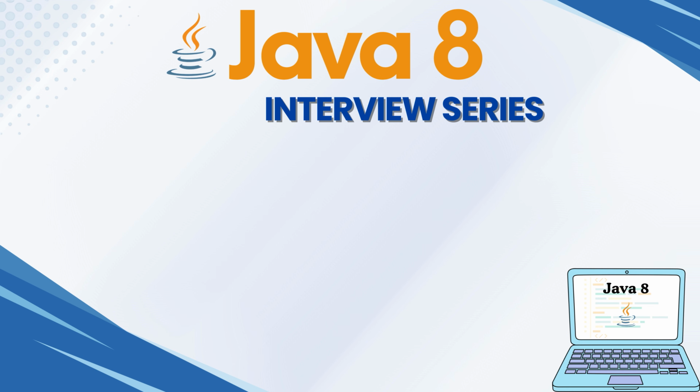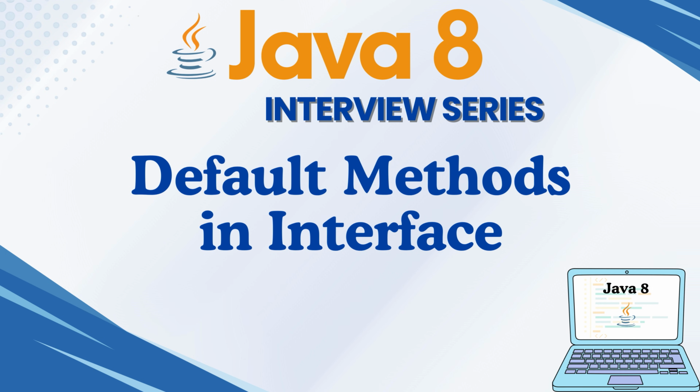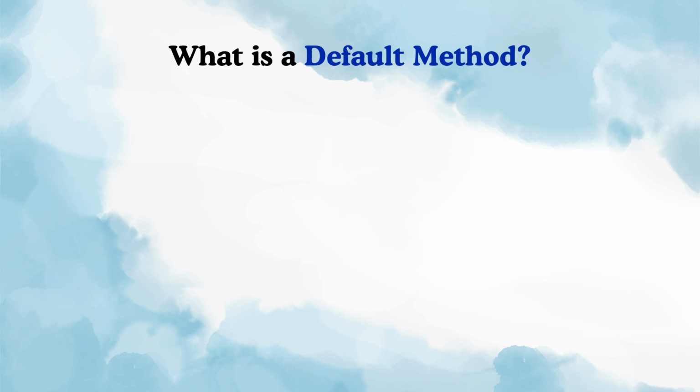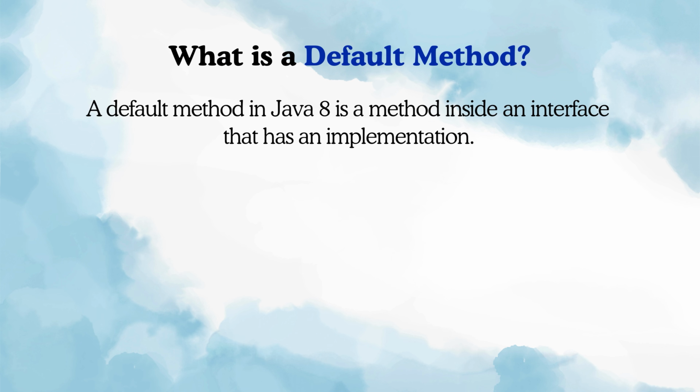Today, I'll be talking about a very interesting interview topic, default methods in an interface. So what is a default method? A default method is a method inside an interface that has some implementation.